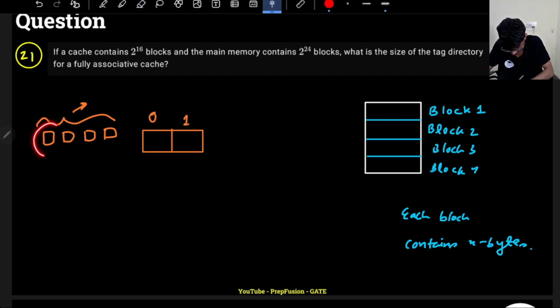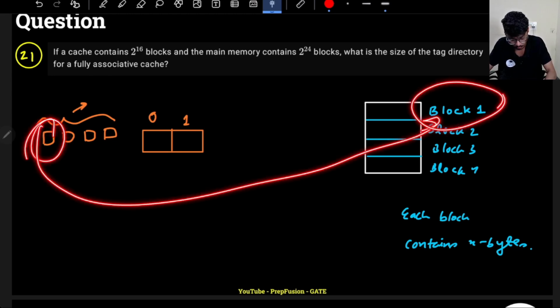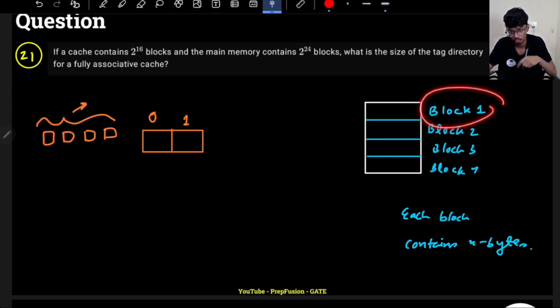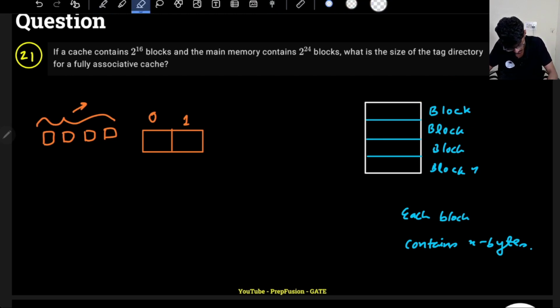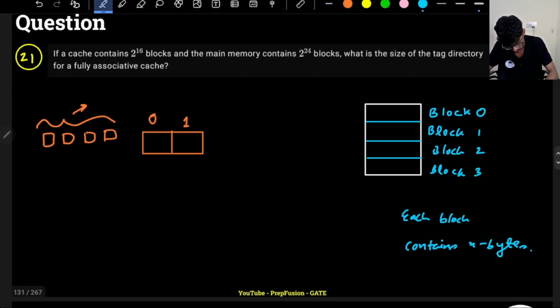And what will this tag contain? This tag will actually contain the whole block address, right? Why? I will explain. So let's assume these are the blocks. Let's start with 0, 1, 2, 3. This will be 00, 01, 10, 11.